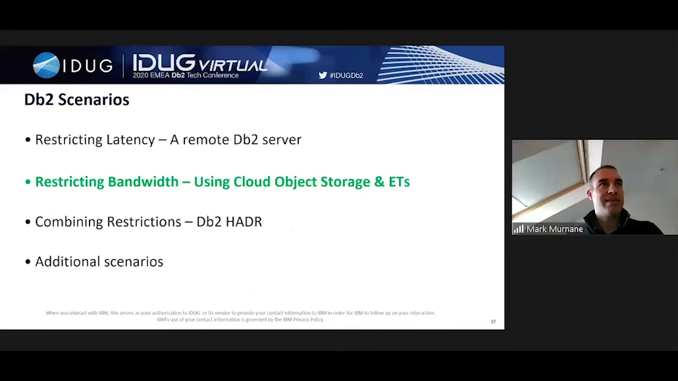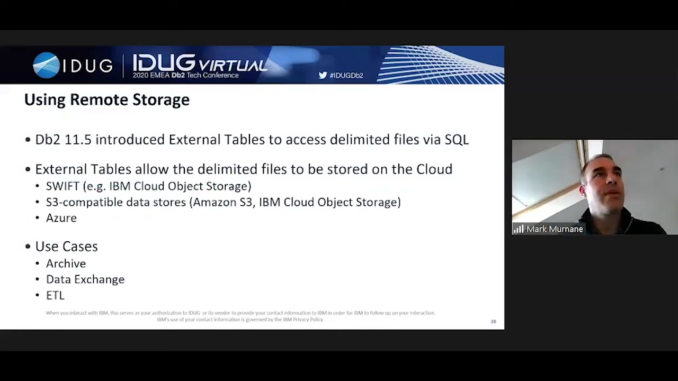So let's move on to a second scenario where we look at restricting bandwidth only. Remote storage is an increasingly popular option amongst our customers, and DB2 11.5 introduced external tables, which allow us to access delimited files via SQL. These can be located on the server or in cloud object storage.